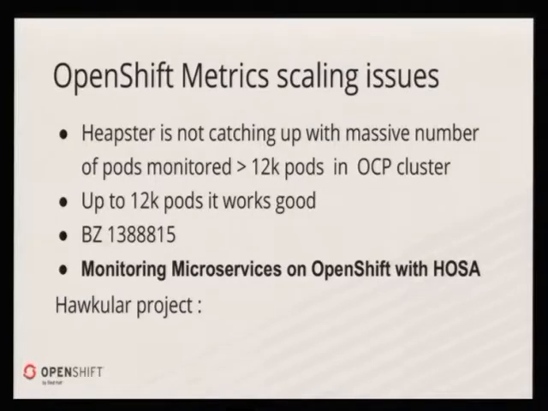This was everything up to 10,000 pods, 11,000 pods, or even 12,000 pods. But if we add more pods inside the OpenShift cluster, then at one point it is going to cause trouble, and that point is around 12,000 pods. It could be even a bit higher. Heapster will not be able to handle all these pods, and data collection will not work as expected. We have a Bugzilla for this problem, and issues identified.